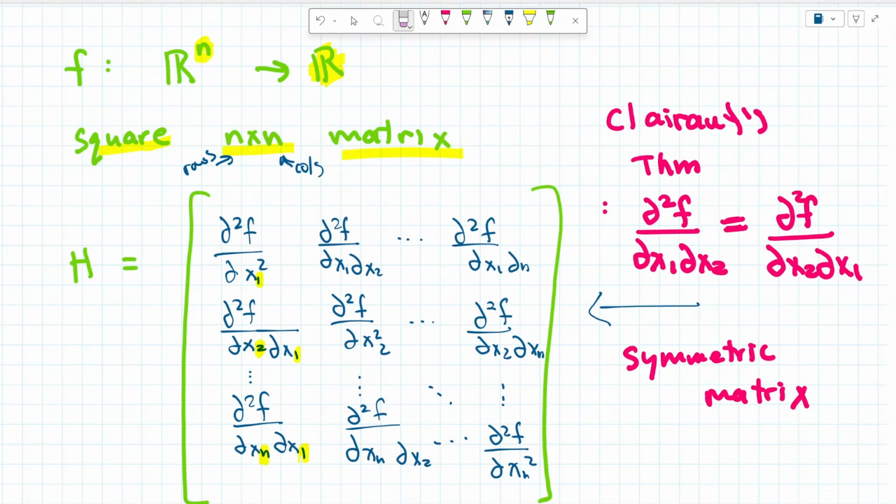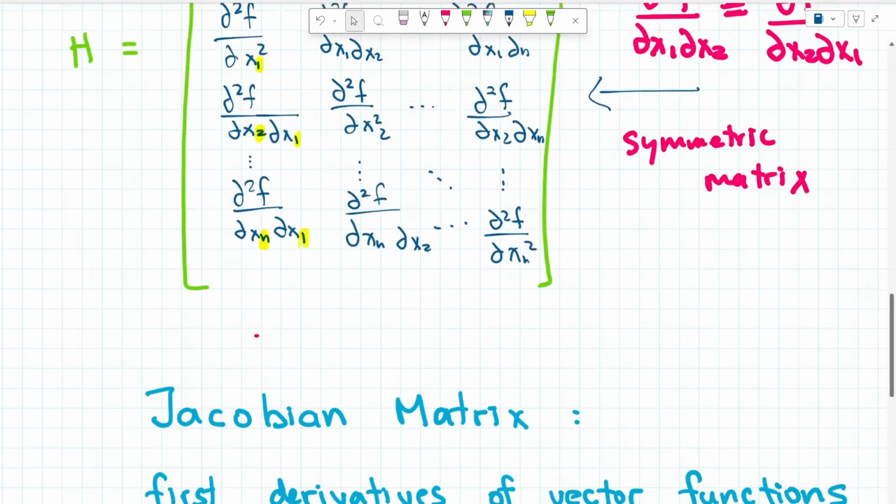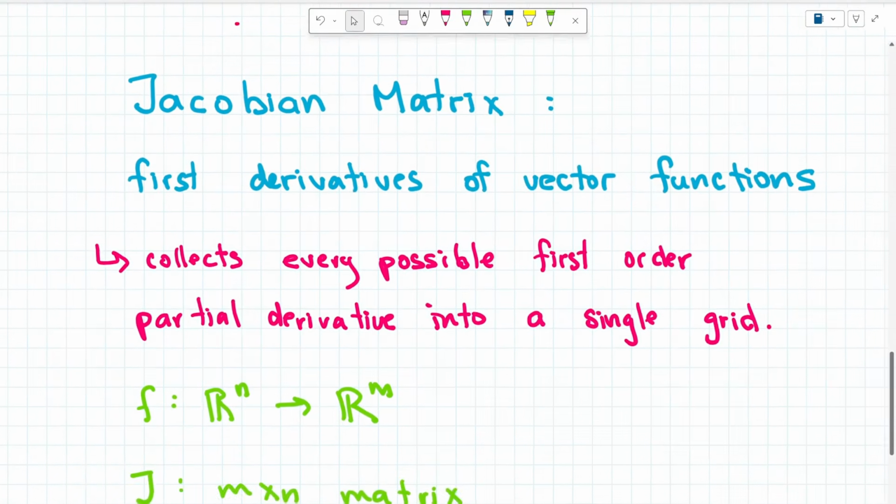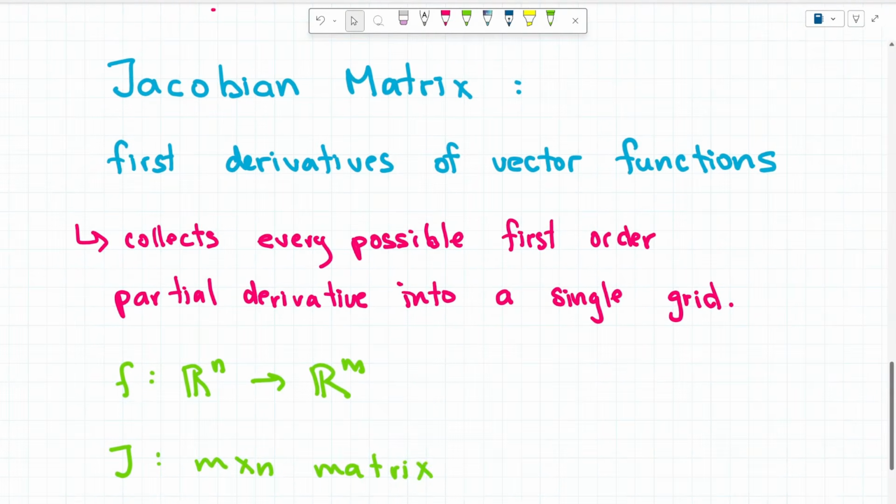I get a lot of questions now around what the difference is between Hessian matrices and Jacobian matrices. People ask, aren't they the same thing? Sometimes they may look similar, but they're actually quite different. While the Hessian is that collection of second order derivatives, the Jacobian matrix is actually a collection of derivatives that are first order. Essentially, the Jacobian matrix is the first derivative of vector functions.